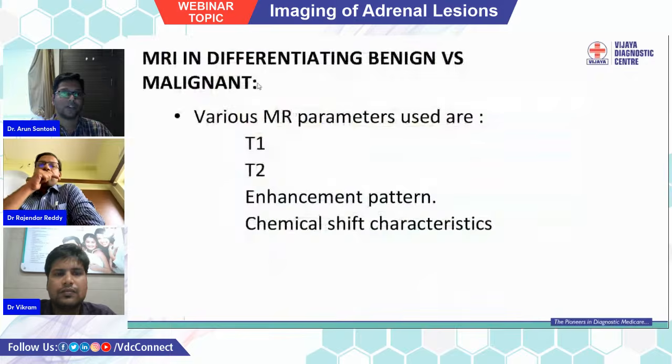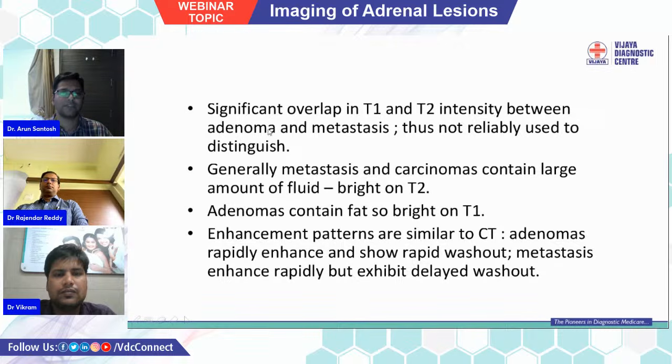So in MR, how to differentiate benign versus malignant? By using T1, T2, enhancement pattern, and chemical shift characterization. Anyhow, as we know, there is significant overlap on T1 and T2 images between adenomas and other lesions. Generally, metastasis and carcinomas contain a large amount of fluid, hence they are bright on T2. Adenomas, if they are macroscopic lipid containing tumors, then they can be bright on T1. And the washout patterns are also similar to that of CT.